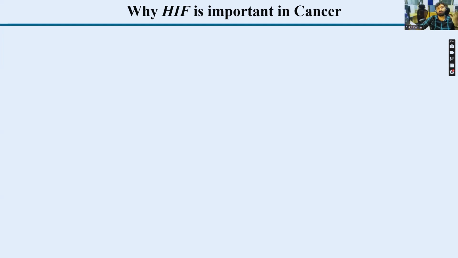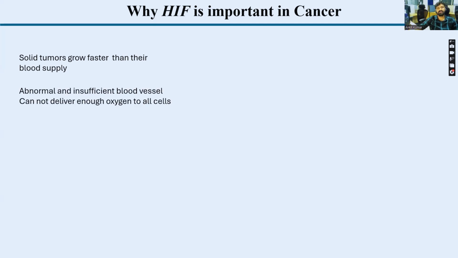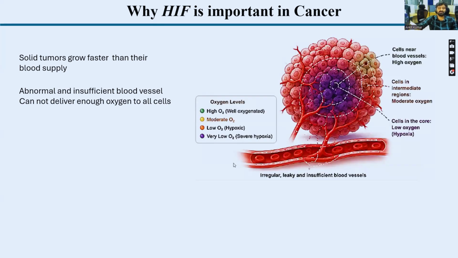So if we talk about why HIF-1 alpha is important for cancer, when we talk about the solid tumor, it grows faster than its blood supply, and if you see here, the abnormal and insufficient blood vasculature cannot deliver enough oxygen to the cells. Right. So based on this, if this is a blood capillary through which the oxygen is getting transported through the red blood cells, and due to the limited diffusion of oxygen, nutrients, and other metabolites, you can see that this solid tumor has been divided into three different regions.